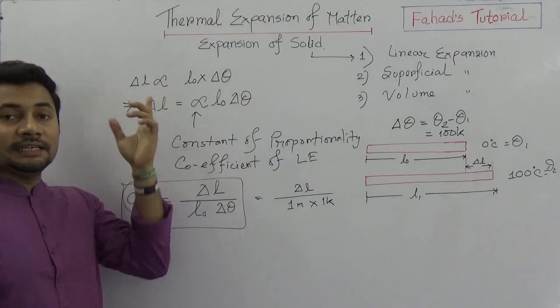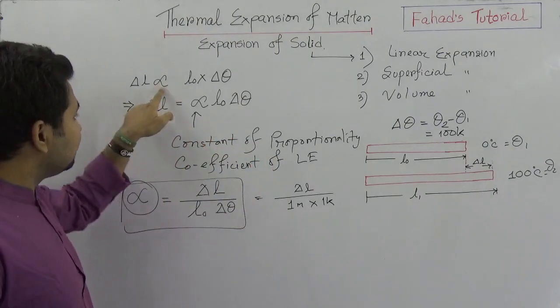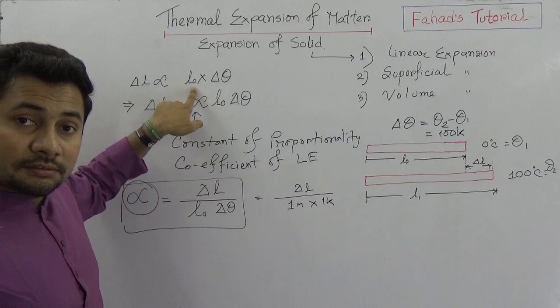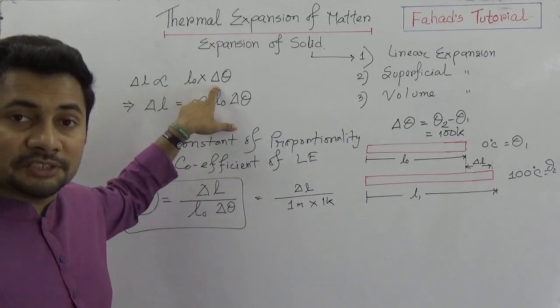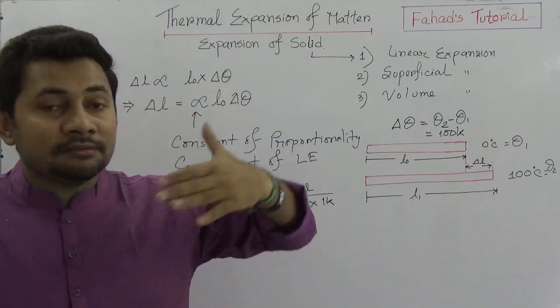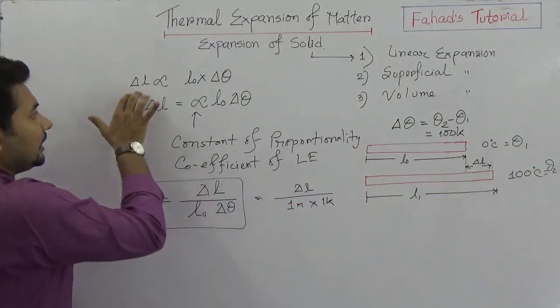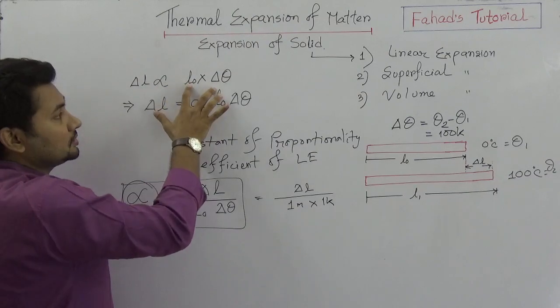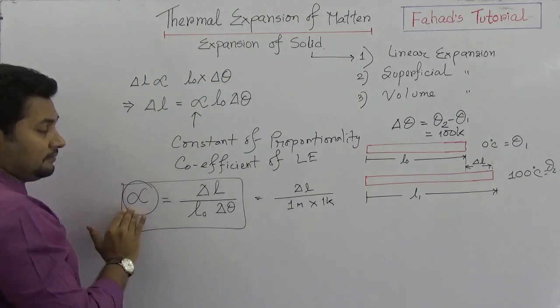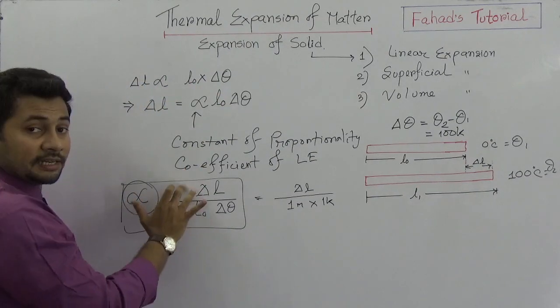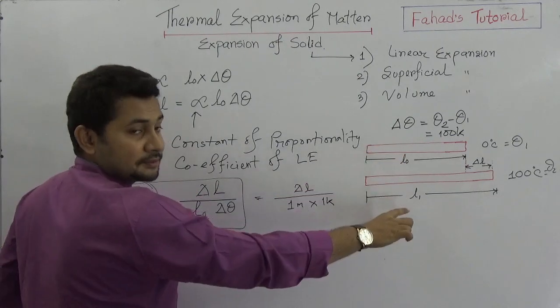It's because this del L, the change of length, depends on the previous length and the temperature change, because we know that the more the temperature increases, the more the length changes. So del L definitely depends on these two things, as a multiplication. So alpha is equal to del L divided by L naught del theta.